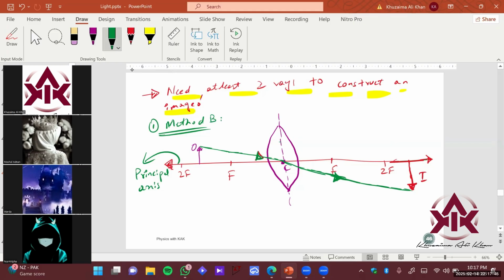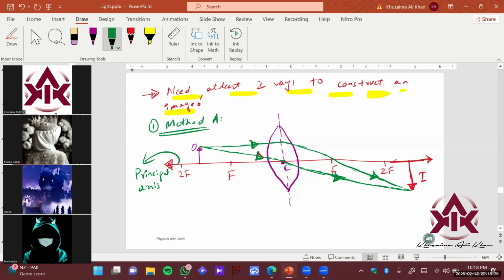Or you can have a line which is passing through the principal focus here, and is this going to become parallel here? Okay, this is method B of forming an image, right? You get the exact same result. It doesn't matter. And you basically observe two ways here.